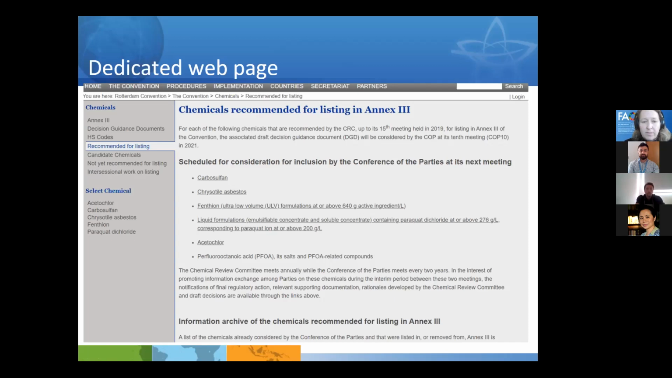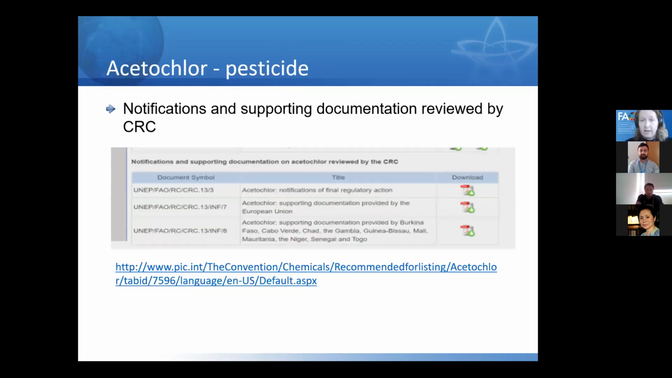And there is also, now here you see that there are 6 chemicals, but P4 is still not discussed at the COP level, meaning that there is no COP decision available. Therefore, today we only talk about these 5 chemicals, which I already mentioned. So, what information is available on the web page?